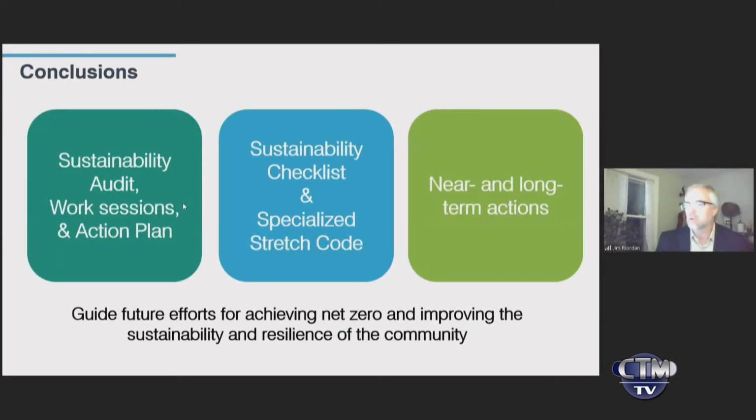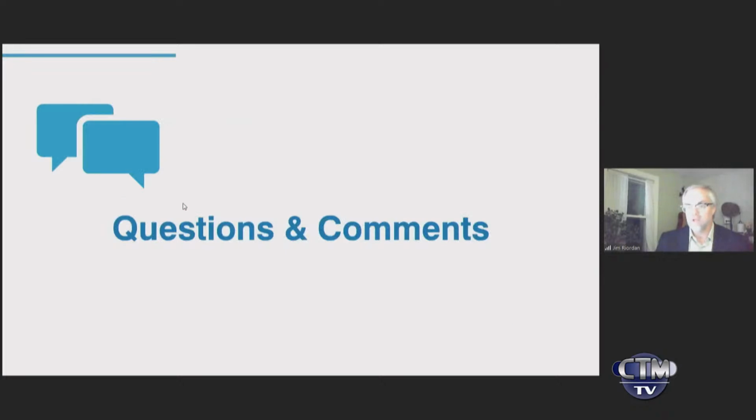As a general set of conclusions, the sustainability audit and work sessions led to an action plan, and in particular 2 priority actions, the sustainability checklist and the specialized stretch energy code, as well as a list of near and longer term actions. The idea, of course, is to provide guidance for the town as it moves towards achieving net zero and improving sustainability and resilience throughout the community. And with that, I'll go to the next slide and open it up to questions or comments.